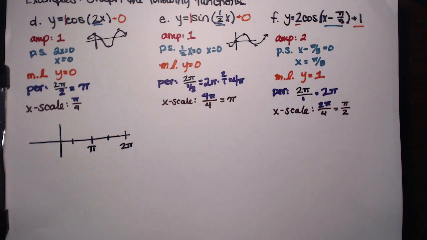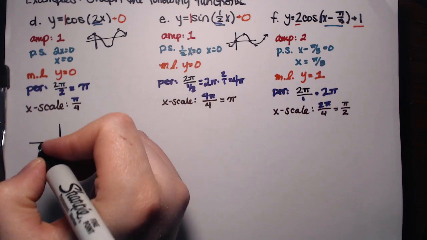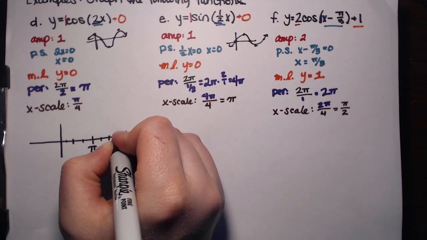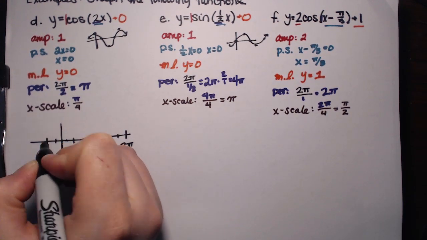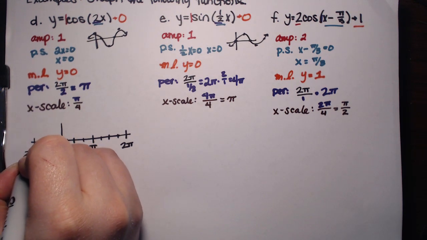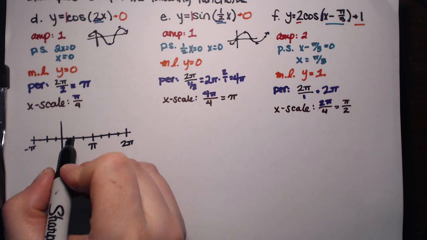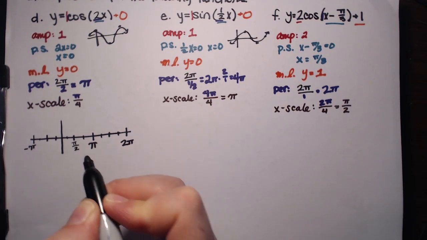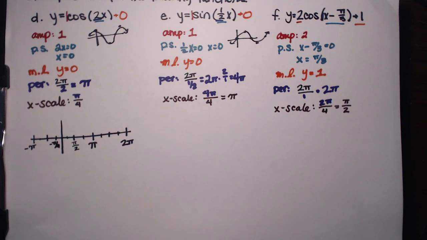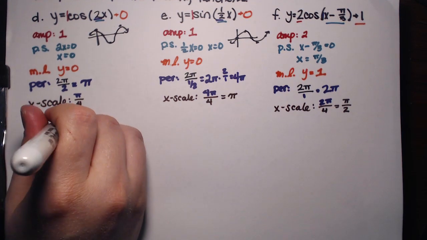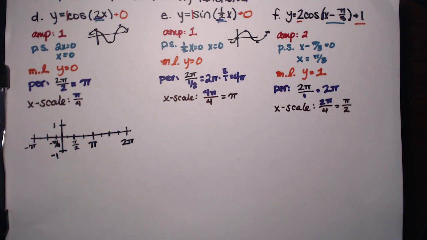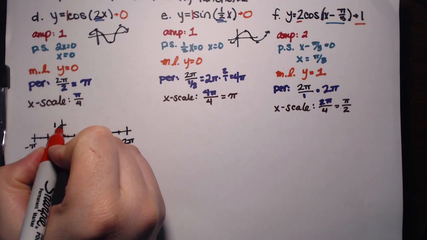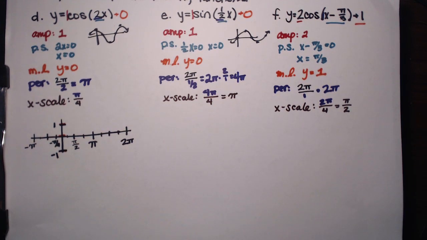So those are my pi half marks. We also need a scale of pi fourths. So I'm going to make marks in between these to signify pi fourths. So pi halves, pi fourths. Oh, and then 1 and -1. So we don't have a phase shift. The mean line is 0. So that's going to be my middle. The amplitude is 1, so 1 above and 1 below. That's my max and min.